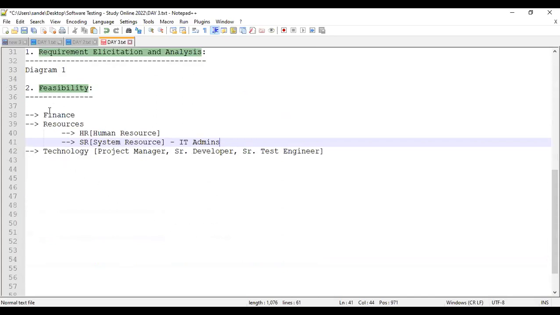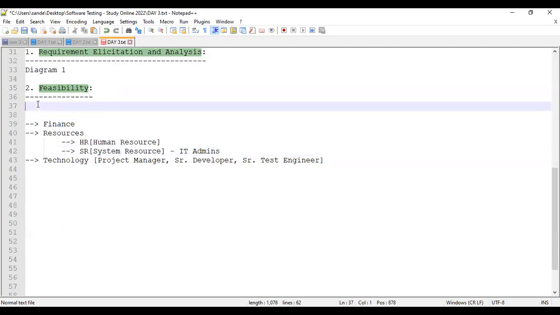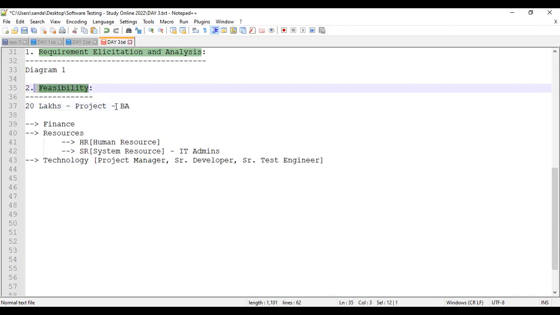It is pretty simple, guys. The finance team will check. For example, a customer came to the company and he has said, I will give you 20 lakhs. If you develop the project, whatever I have told, I'll give you 20 lakhs. The business analyst will take that particular requirement, and the amount information will not be given to others. And in the feasibility study, this business analyst is very important, guys. The business analyst will tell, see, the customer is giving 20 lakhs.